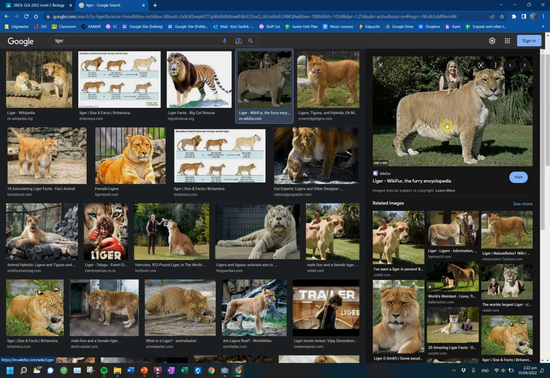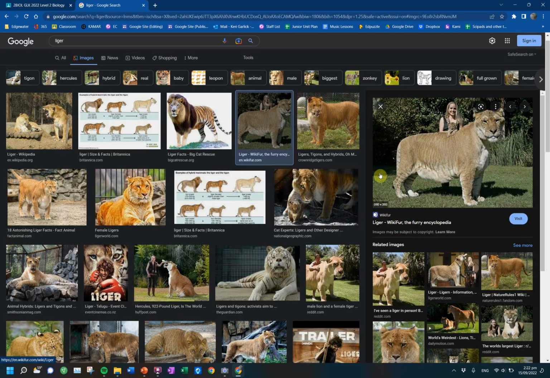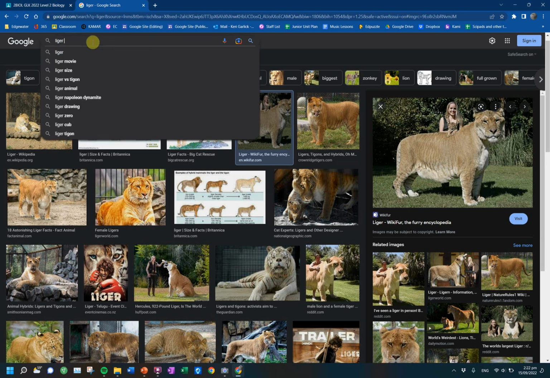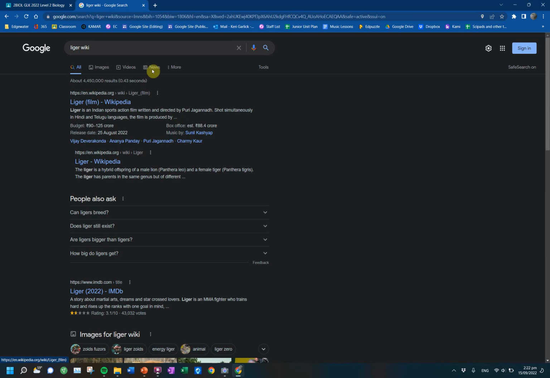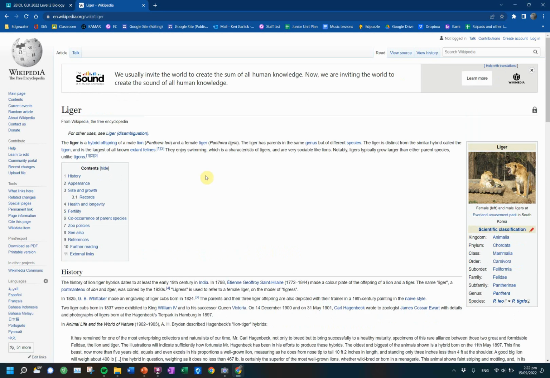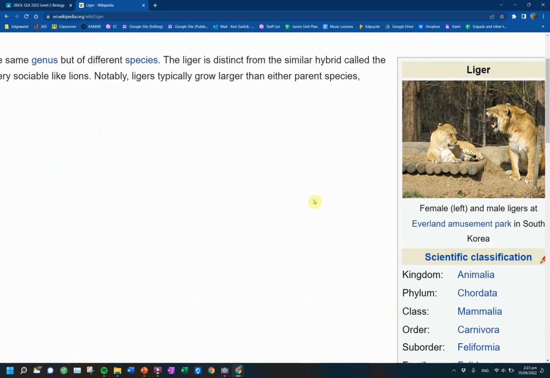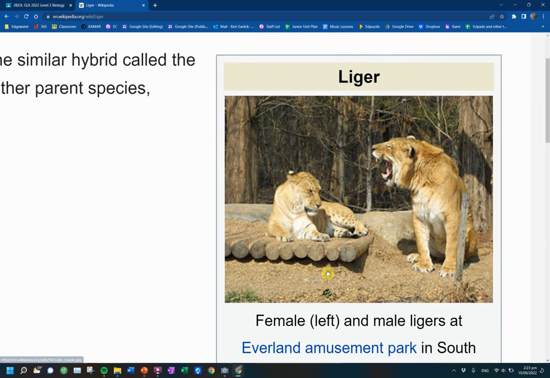I'm not gonna lie, it looks like a lion. Yeah, and we can look at the Wikipedia page because there's a Wikipedia page for it by the looks of it. Liger, wiki. Oh, that's the film. I want the animal. I want the cat. There we go. It's got its own Wikipedia page too. So a liger is the offspring of a male lion and a female tiger. So that's what it looks like. They're in the movie Napoleon Dynamite.